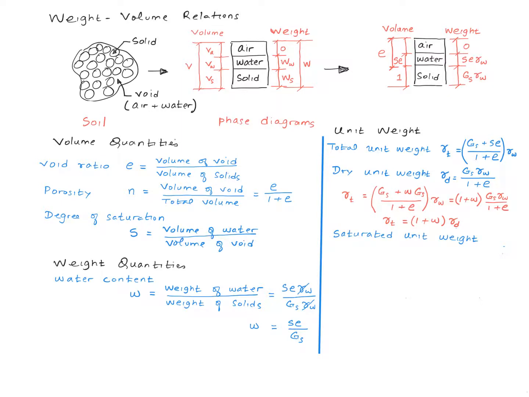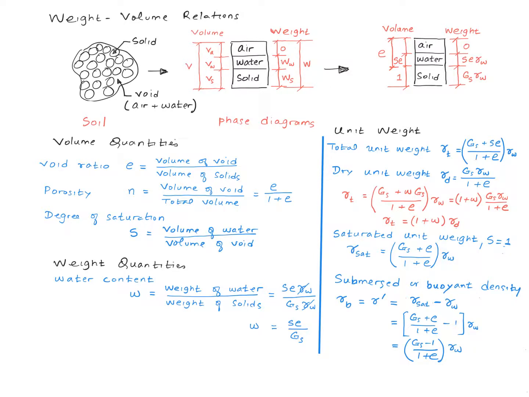Next, saturated unit weight. When the soil is fully saturated, there's no air in there. The volume of void then becomes equal to the volume of water, and therefore degree of saturation becomes equal to 1. I can substitute 1 for the degree of saturation in this equation right here, and write down an equation for the saturated unit weight.